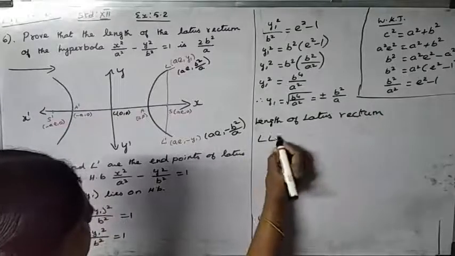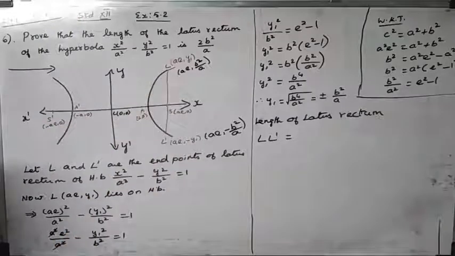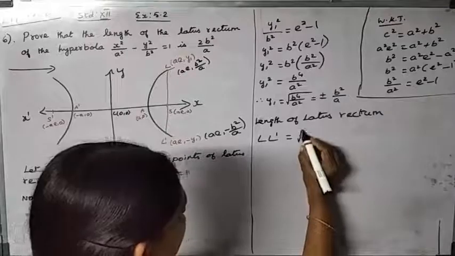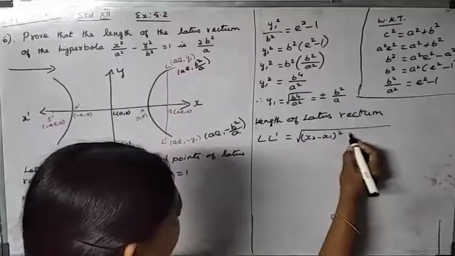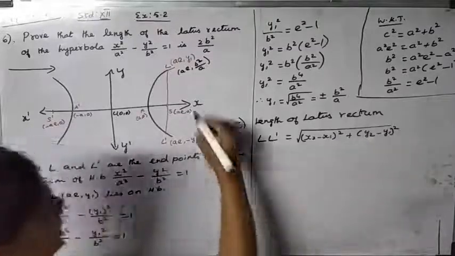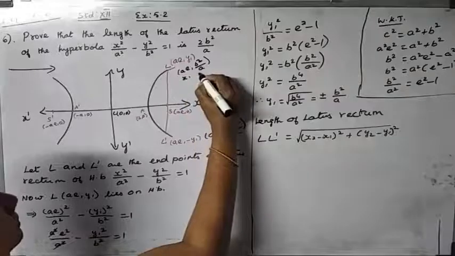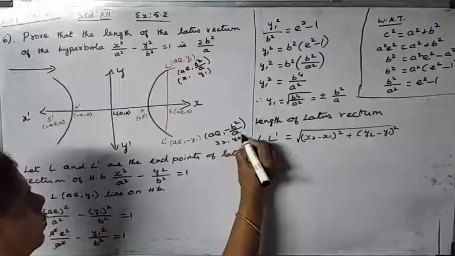That is L dash is equal to. How to find the length of L dash? Use the distance formula and find. The distance formula is square root of (x2 minus x1) the whole square plus (y2 minus y1) the whole square. Take this as x1, y1 and this as x2, y2.